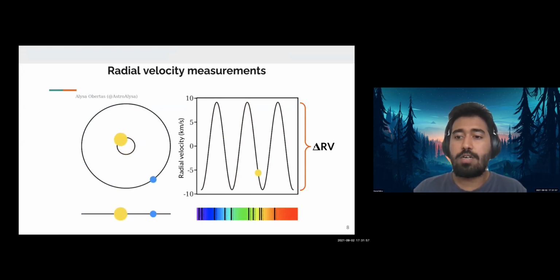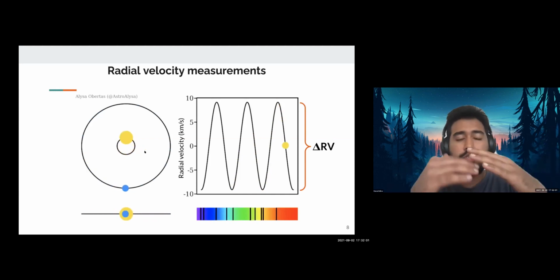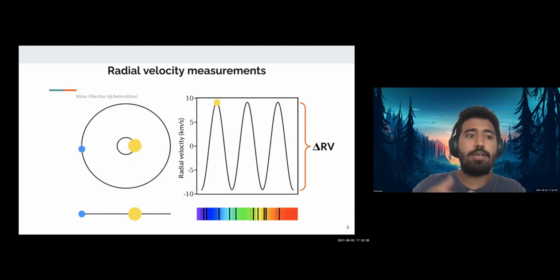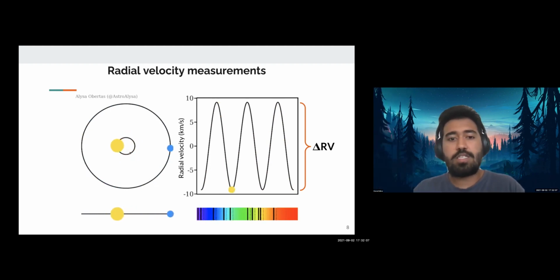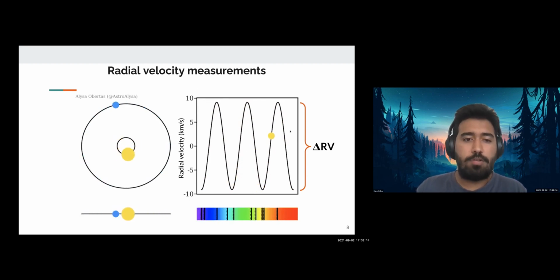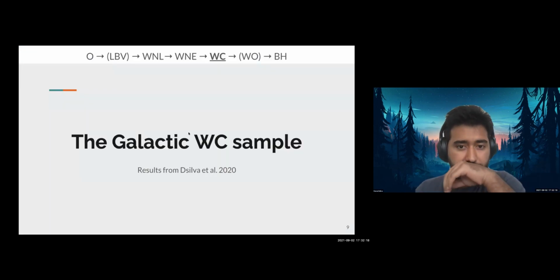So we are focusing on delta RV, the amplitude of the motion. And as the mass ratio goes towards unity, so when both companions are of equal masses, then this radial velocity amplitude also goes up. However, if it's with a low mass companion, as you can see over here on the y-axis, the amplitudes that you see over here are quite small, of the order of a few kilometers per second.